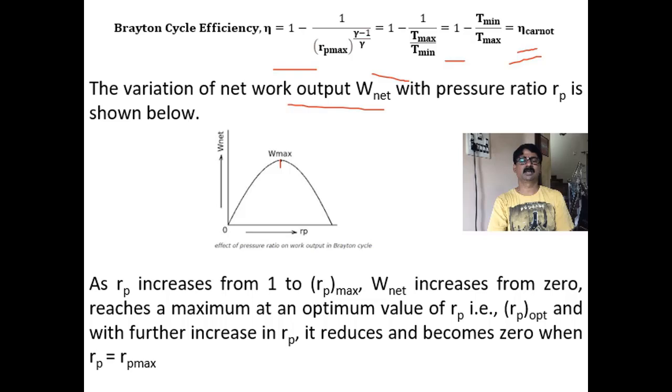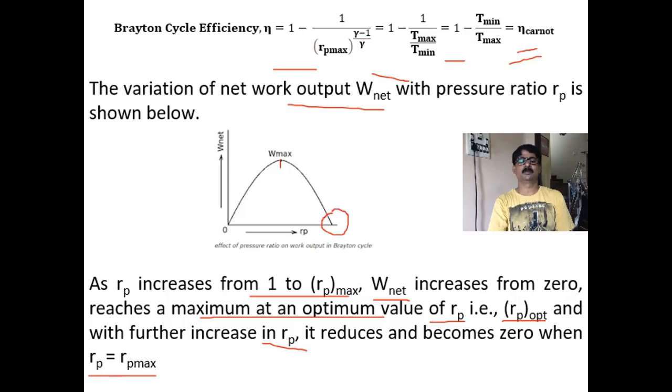So that is clearly evident from the TS diagram also. As the RP increases from 1 to RP max, W net increases from 0 and reaches a maximum at an optimum value of RP, that is called RP optimal. With further increase in RP, it reduces and becomes 0 when RP is equal to RP max.